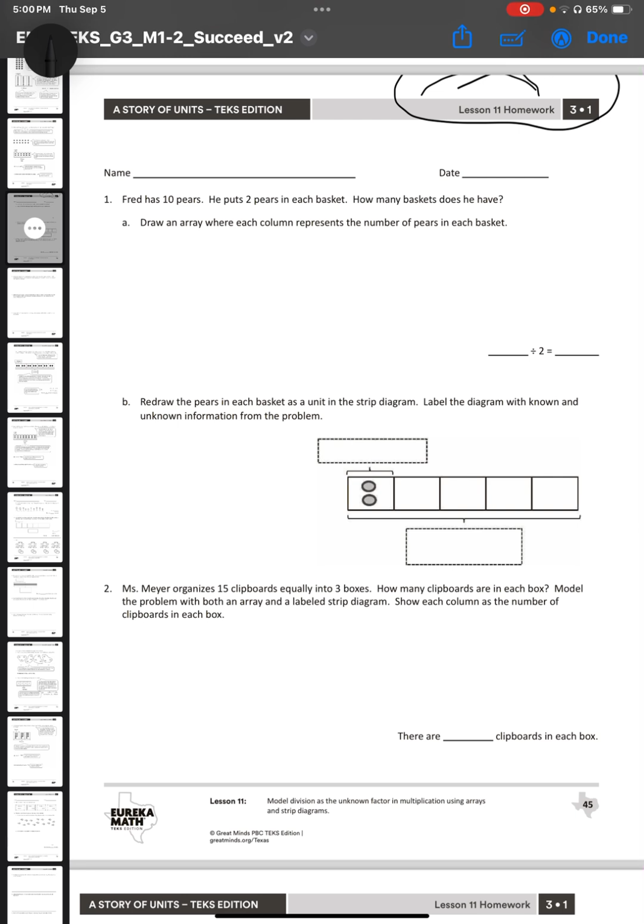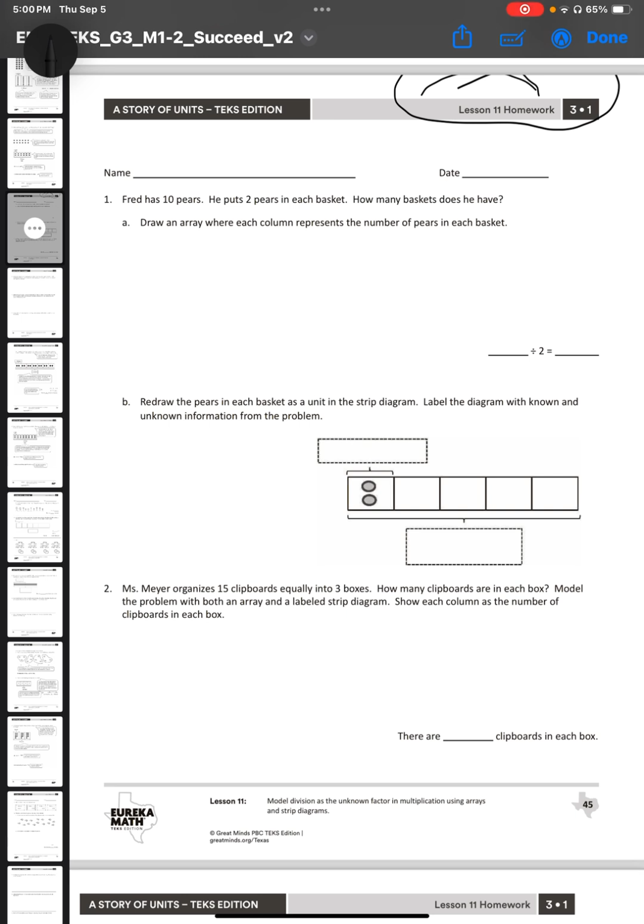Lesson 11 is when we first start learning how to use a strip diagram to represent multiplication and division problems. Strip diagrams can be used with all four operations. They can be used to organize information to solve all sorts of problems in mathematics, anything from perimeter problems, multiplication, division, addition, subtraction, fractions, all sorts of things. So it's something I really like to focus on. There's a big emphasis on strip diagrams in third grade, and this is going to be our introduction to those.